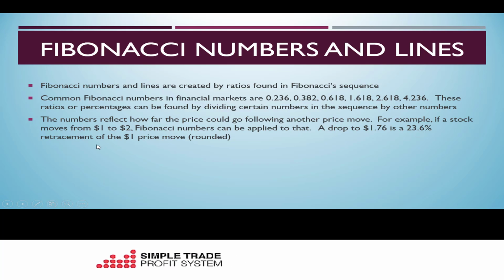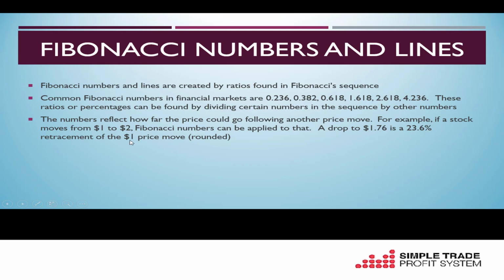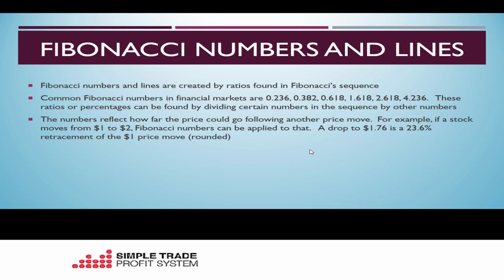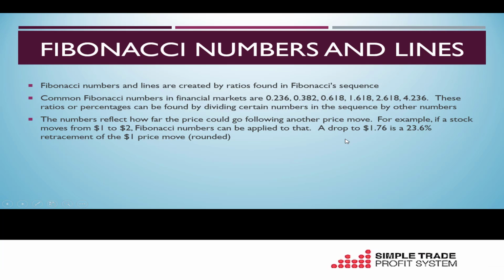So price moved from 1 to 2, and then it came back to 1.76. That is a 23% retracement, which is one of our Fibonacci numbers. A price from 1 to 2, and it moves back to $1.50. That's a 50% retracement. If we move back to like $1.40 something, that would be a 61.8% retracement. So we use this on swings.